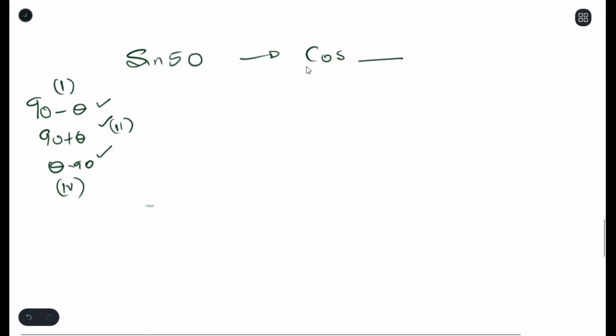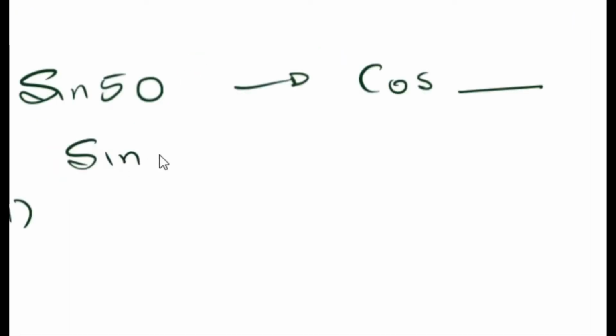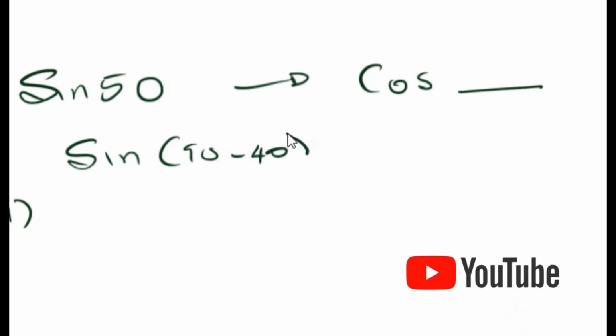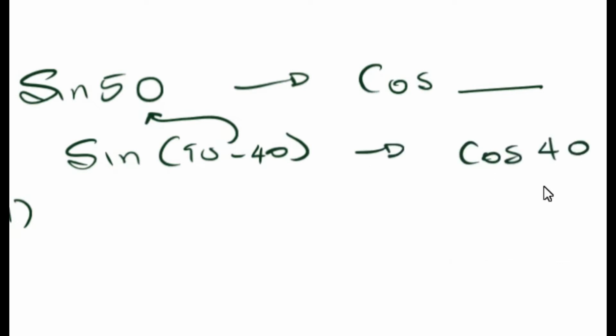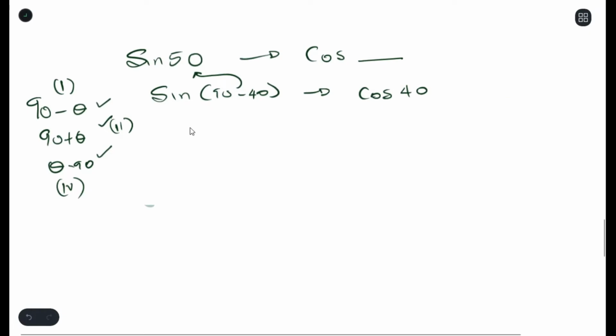We have sine 50 to cos something. Since 50 is in the first quadrant, we write it as sine of 90 minus 40. And as you know, 90 minus 40 gives you 50. Therefore, the answer of this would just be cos 40. That's it.